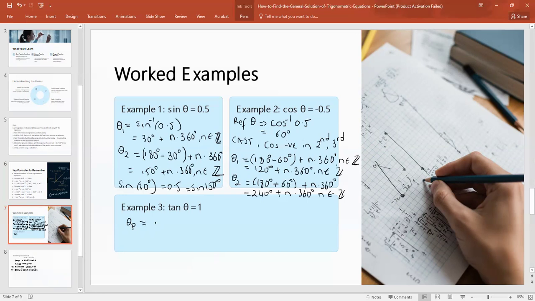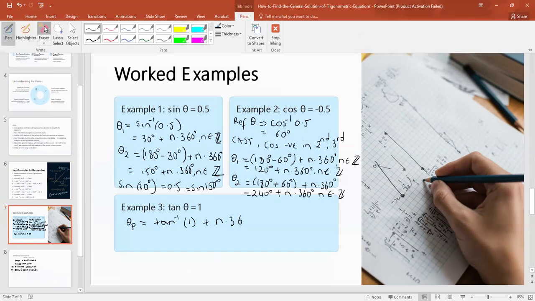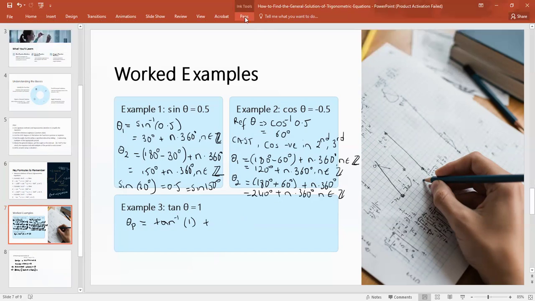The solution will be arctan, or inverse tan, of 1 plus n times 180. Don't forget to use 180 with regards to the tan function, because the tan function has a period of 180, not 360. So we are going to have 45 degrees plus n times 180 degrees, whereby n is an element of integers. These are the worked examples that we've considered so far.